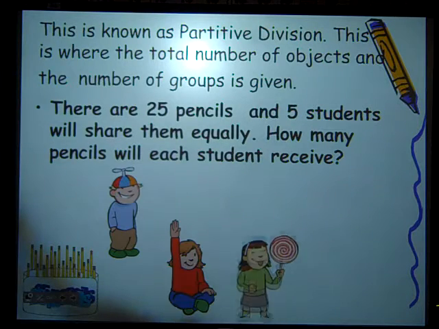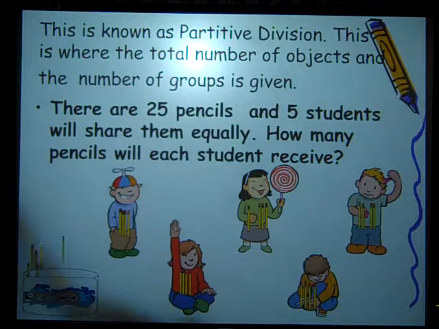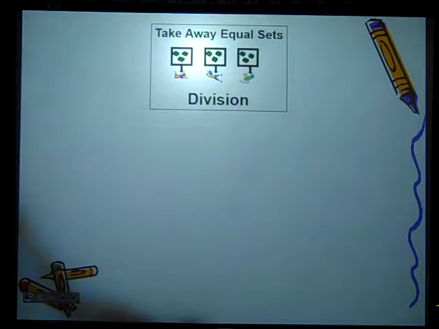That's what it looks like. Here are my 5 kids. I'm going to pass out every pencil until every pencil is gone, and then count how many pencils each of my students has. They're all gone. This student has 5, she has 5, he has 5, he has 5, she has 5. So every student has 5 pencils. I divided 25 pencils by 5 students and every child got 5 pencils. Okay? Take away equal sets.